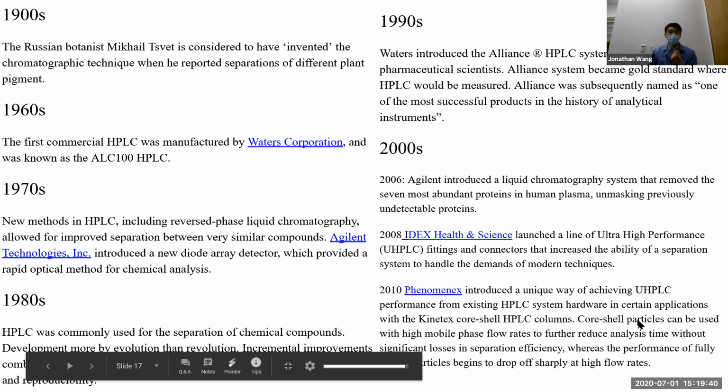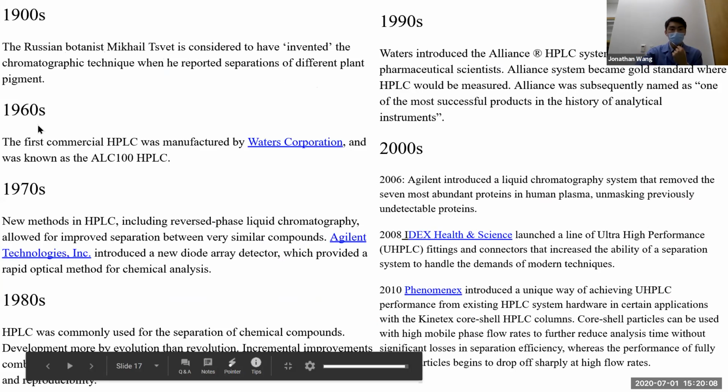And here's an interesting timeline of the whole HPLC field. Usually the timelines are given at the start of the talk, but I think it's better if you know some background before. Chromatography as a field was started off in the 1900s by a Russian botanist named Mikhail Svet, who was looking at different plant pigments and separating them in paper chromatography.